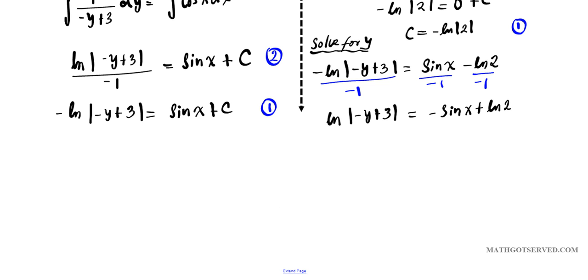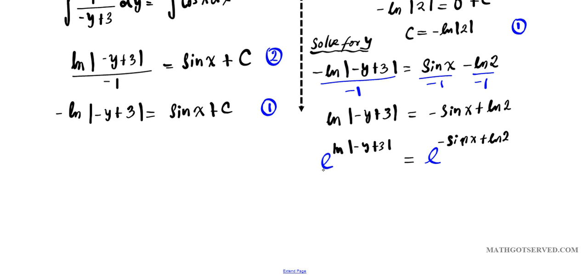The inverse of your natural logarithm function is the exponential function e. So you exponentiate both sides of your equation using e as the base. So e to the ln of absolute value of negative y plus 3 is equal to e to the negative sine x plus ln 2.